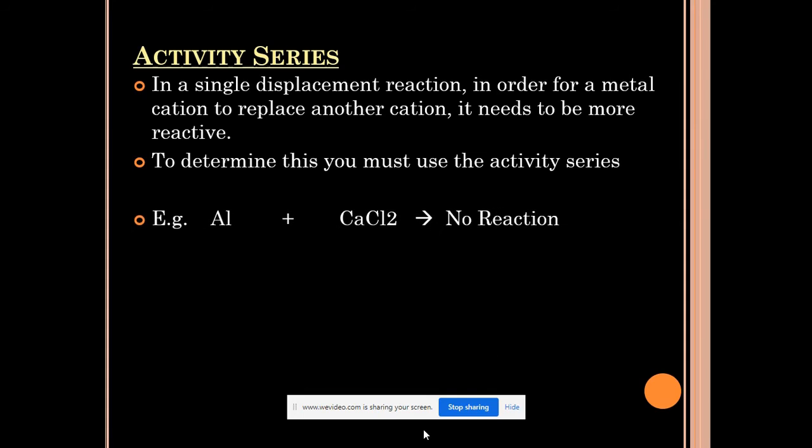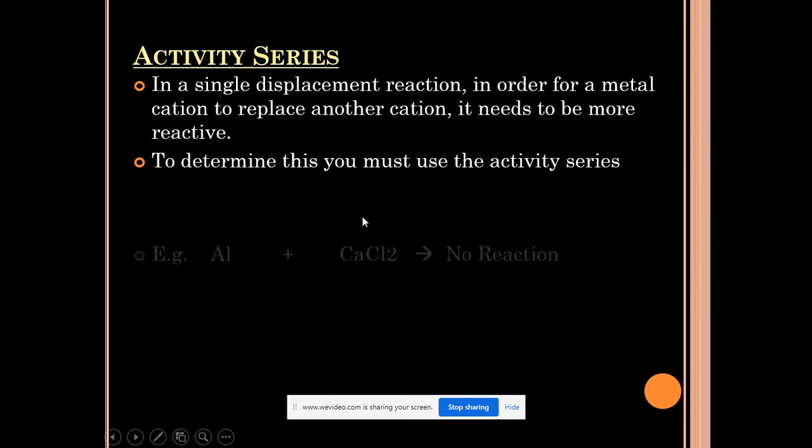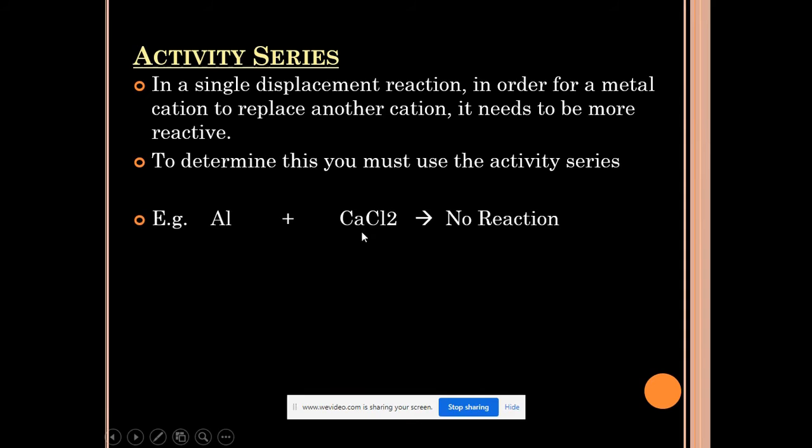Okay, so here, aluminum plus calcium chloride, does it react? No. So you just write no reaction. Why? Let's look at the activity series list. Is aluminum above calcium? No, it is not. Calcium is above aluminum, right? So that's why it is not able to kick out calcium. Calcium is higher on the list than aluminum, so therefore it is stronger and won't let this reaction happen.